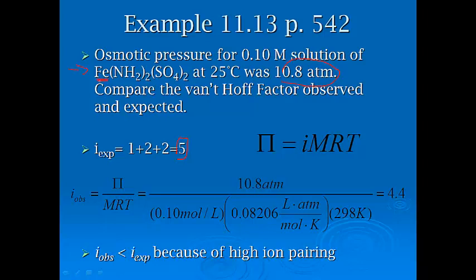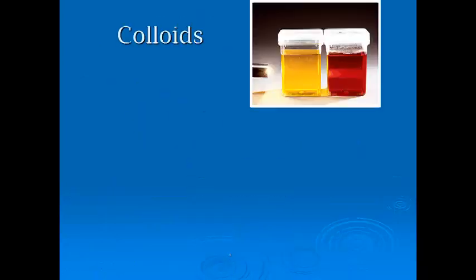That simply would have come from 1 iron, 2 of our nitrogen-based ions, as well as 2 sulfates. And all you had to do was solve. They gave you everything else. You had to solve for i. i came out to be 4.4. It's just that the observed was less simply because of high ion pairing, and that's a good enough explanation. If you remember that term, you're going to be in good shape.